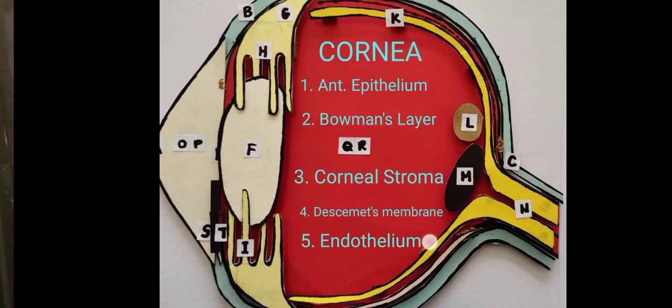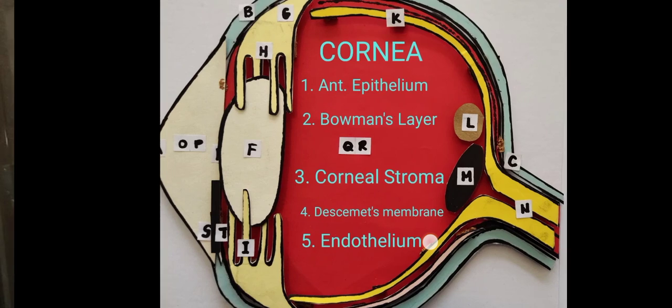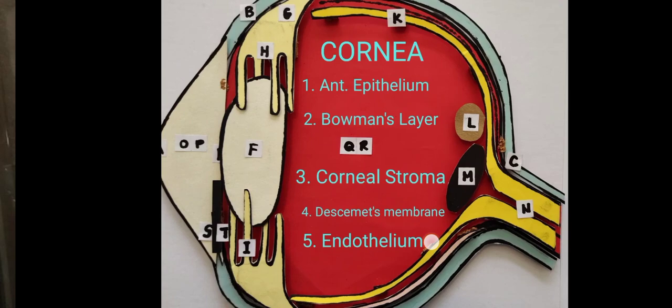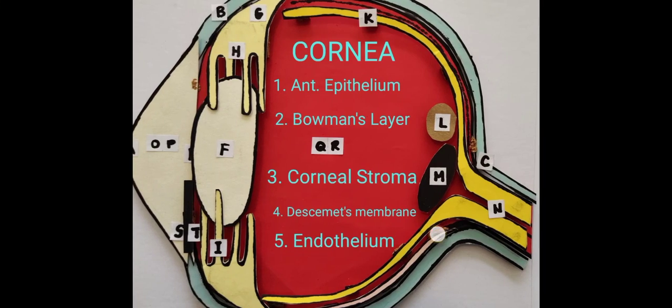It is both a refracting media, the most powerful refracting media of the eye, about 44 diopters, more than 50% of the total refracting power of the eye. And also, it is a transparent media, meaning it allows light to go through. Okay, now the cornea has 5 parts or layers.